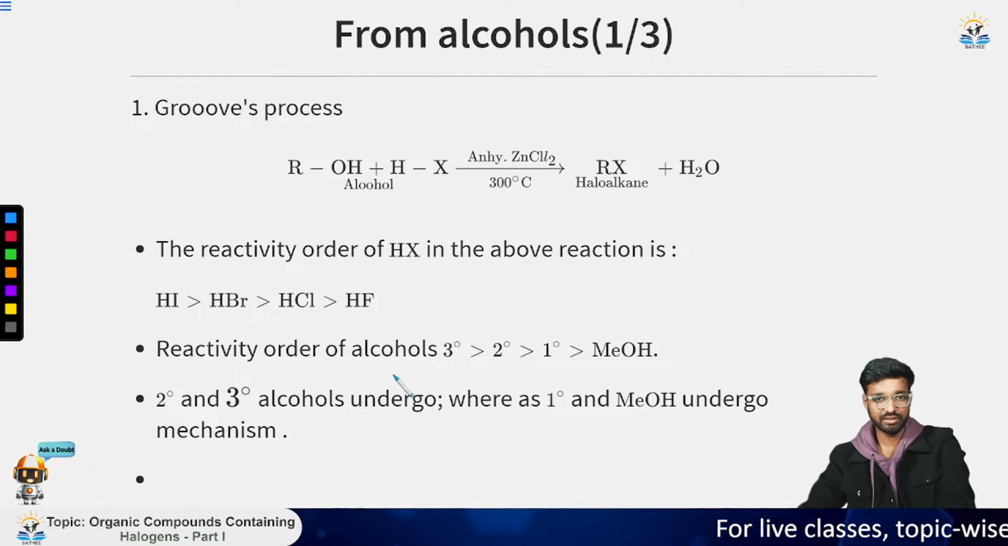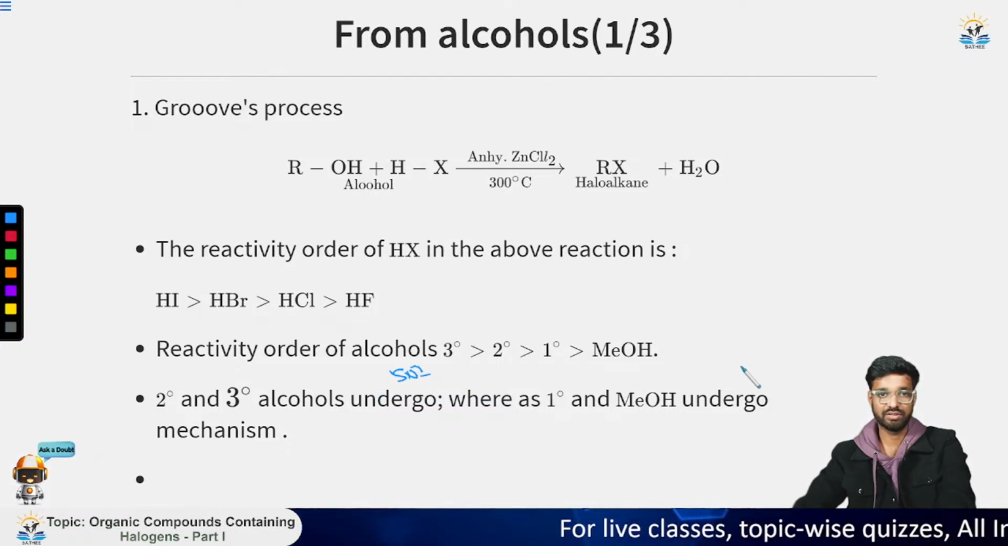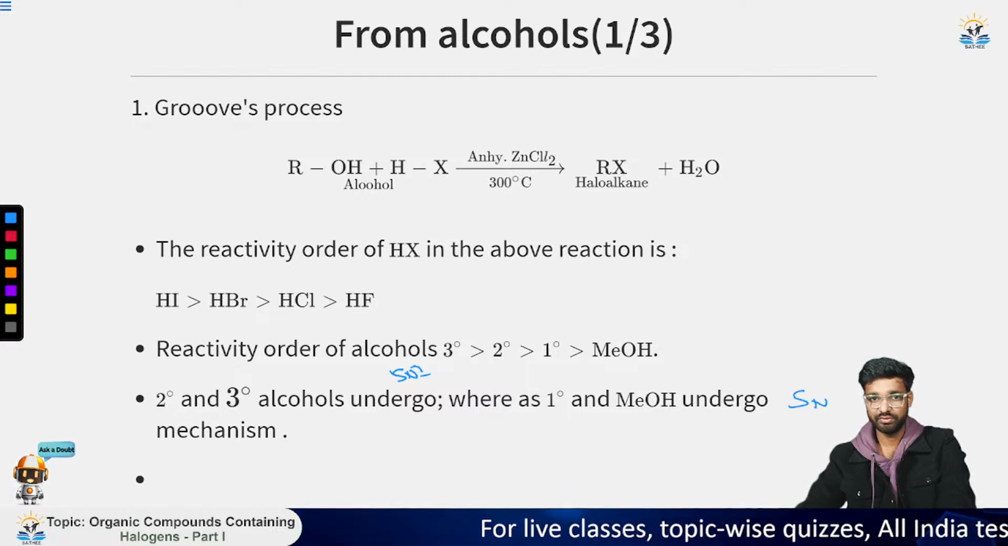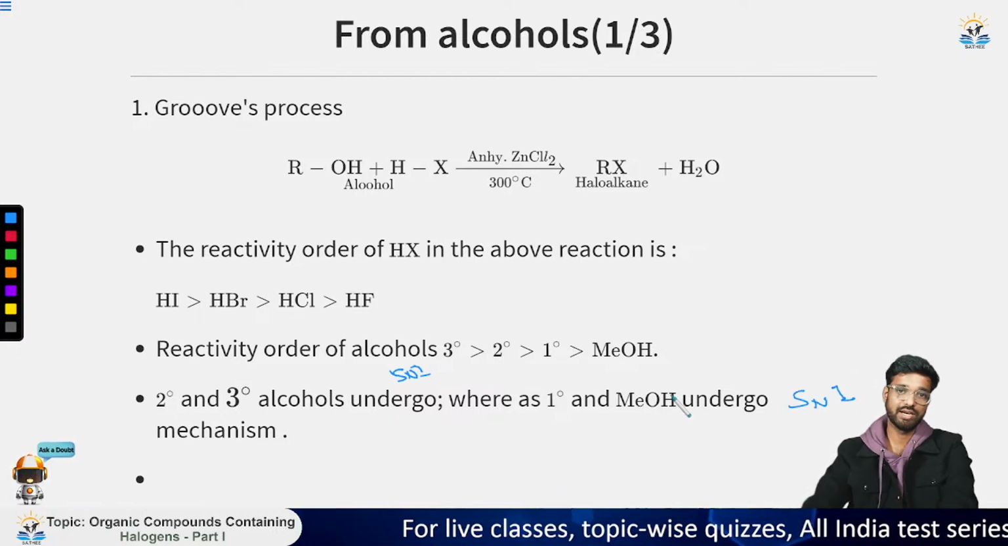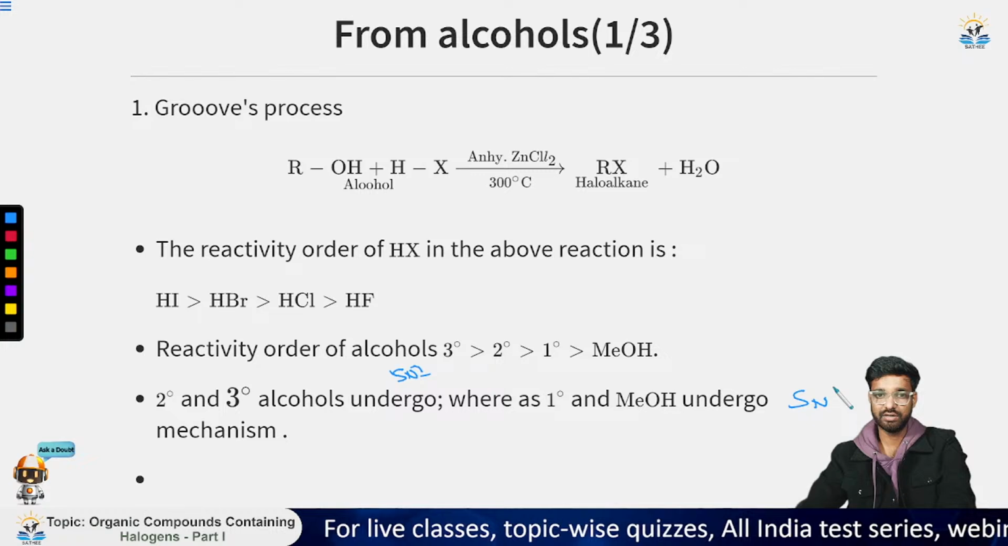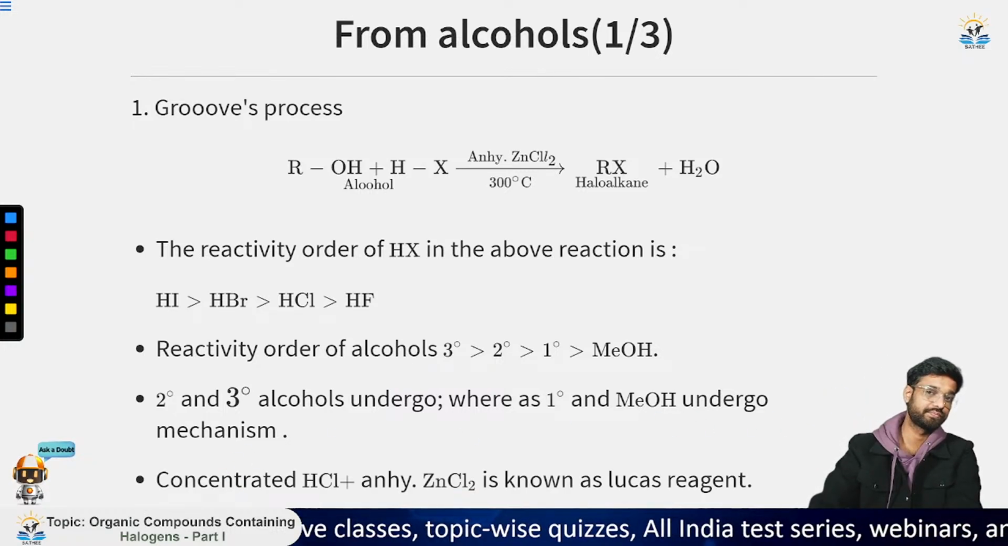So 2 degree and 3 degree go SN1. Sorry, SN1 is not written here. And MeOH and this 1 degree go as an SN2 reaction, that is, in one step.